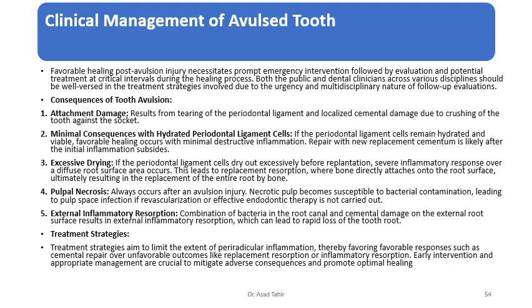External inflammatory resorption: the combination of bacteria in the root canal and cemental damage on the external root surface results in external inflammatory resorption, which can lead to rapid loss of the tooth root. Treatment strategies. Treatment strategies aim to limit the extent of periradicular inflammation, thereby favoring favorable responses such as cemental repair over unfavorable outcomes like replacement resorption or inflammatory resorption. Early intervention and appropriate management are crucial to mitigate adverse consequences and promote optimal healing.